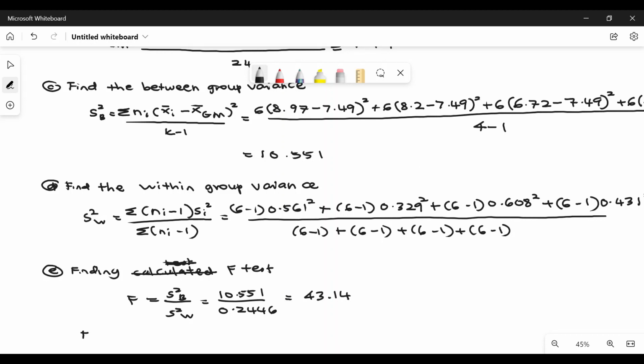Okay, so you can see that our F test value is greater than the critical value, which is 43.14 is greater than 3.1, which means that we have to reject H0, which means that the different concentrations of fertilizer give different effects on the growth of the cactus.